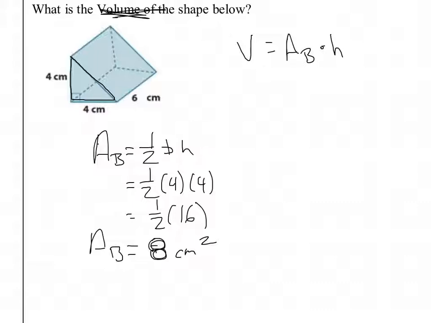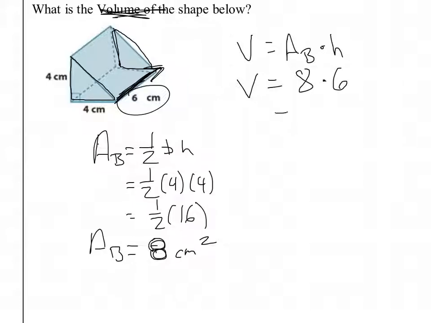So remember, the height is just the distance between the two bases. And so you're looking for corresponding points along those two bases where they're connected. This here is one of those points, and we can see that it's labeled as 6 centimeters. So we're going to plug into our equation. Volume is equal to the area of the base, 8, times the height, 6. And that equals 48 centimeters cubed.